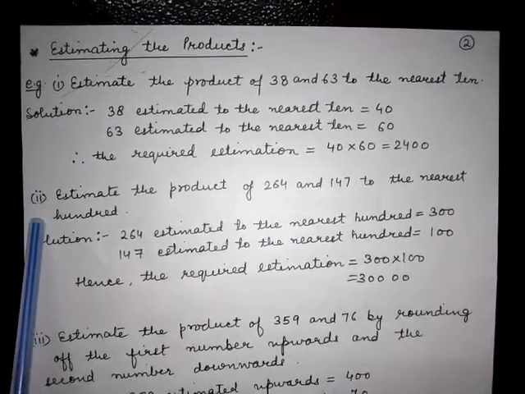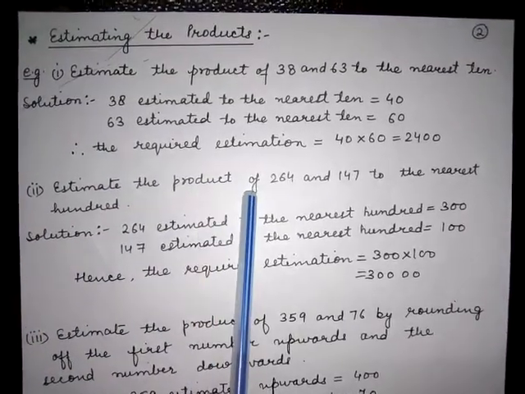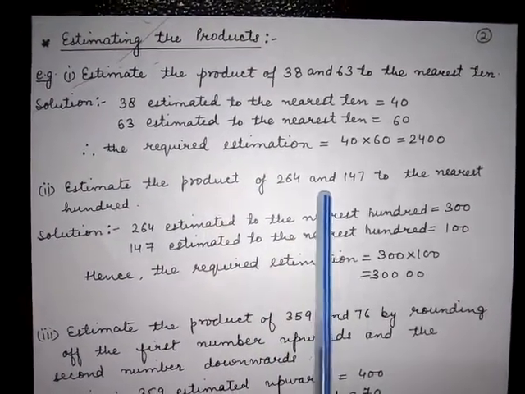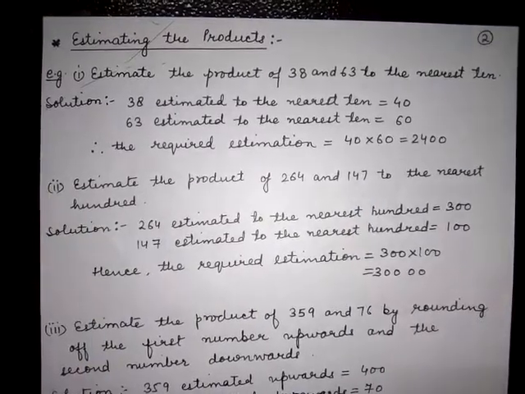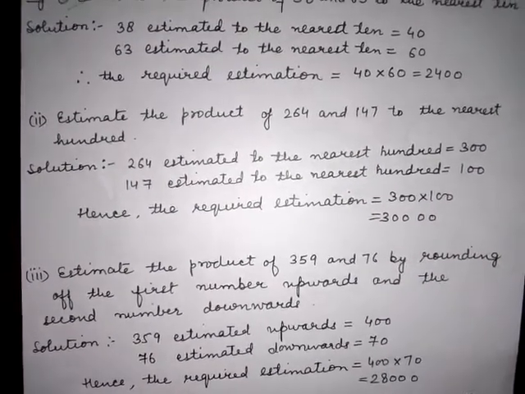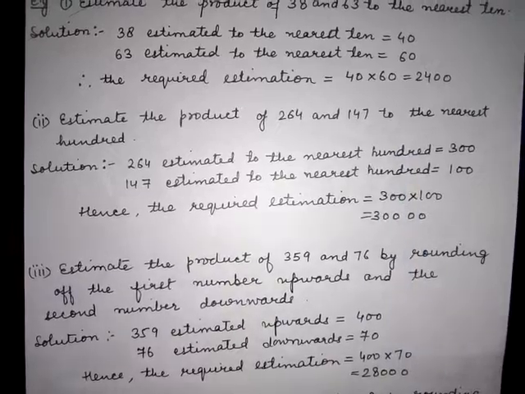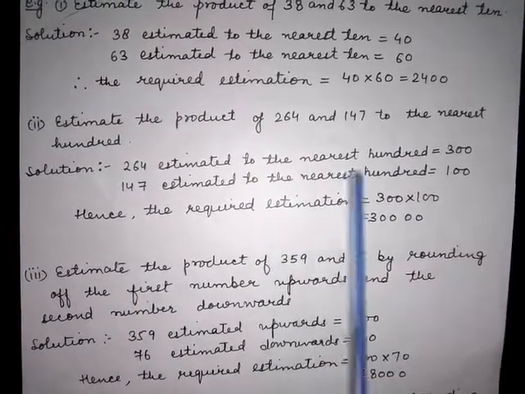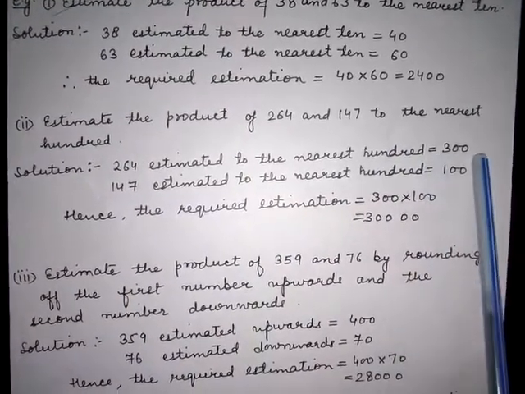We have a second example. Estimate the product of 264 and 147 to the nearest 100. So we have to individually round these two numbers to the nearest 100. 264 rounded to the nearest 100 is equal to 300.